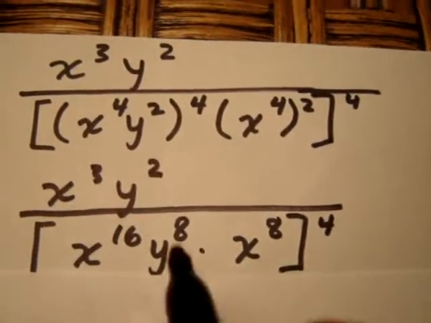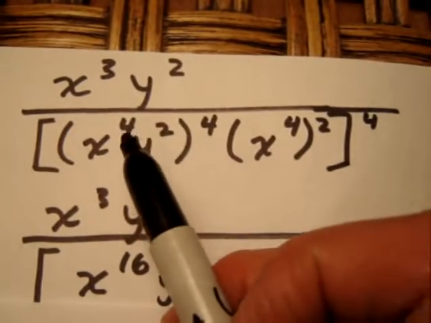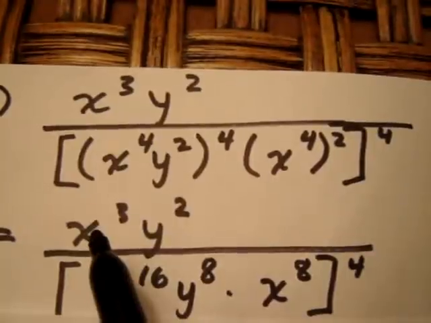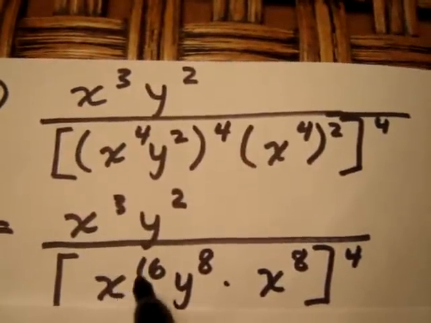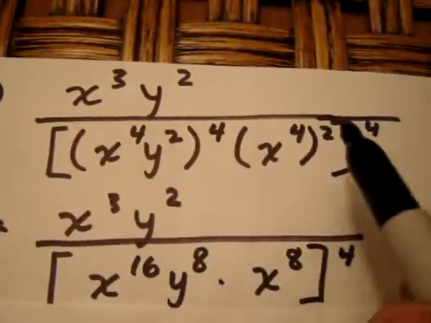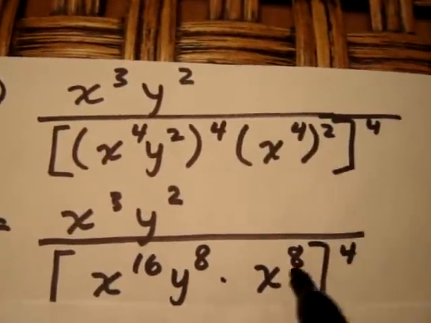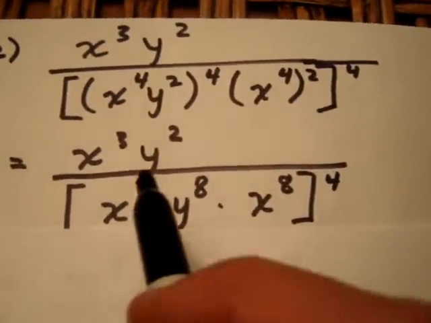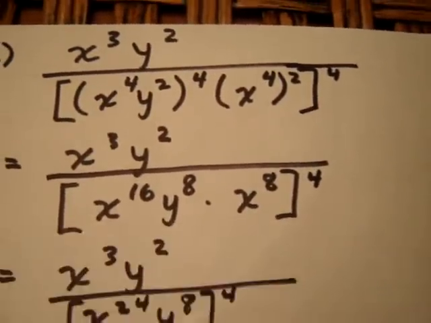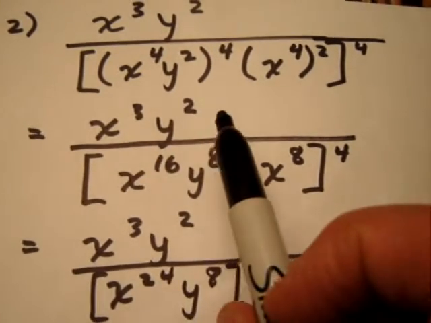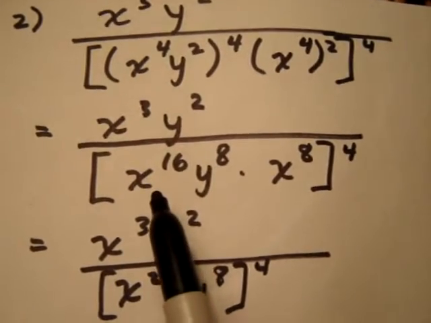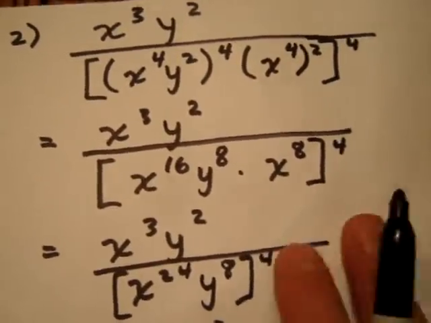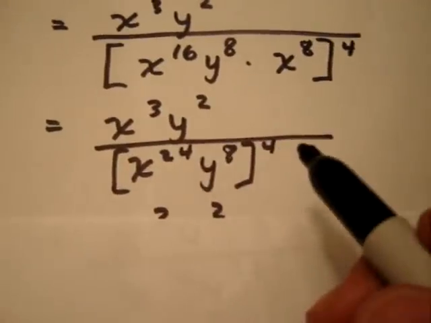So our first move is to multiply the 4 times the 4 and the 4 times the 2. We keep the numerator the same, and we have x cubed y squared all over x to the 16 y to the 8. Then we multiply this 4 with this 2, and we have x to the 8. Now what we should do next is simplify this bracket. So we have x cubed y squared over x to the 24 y to the 8. Now that entire amount is going to be raised to the exponent 4.